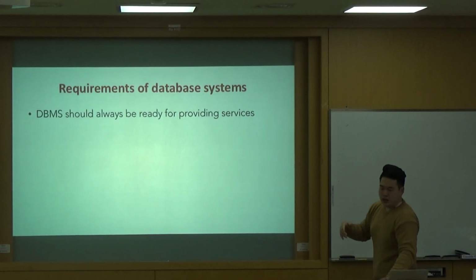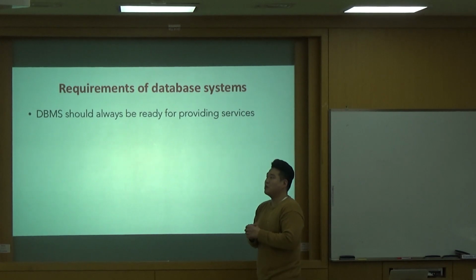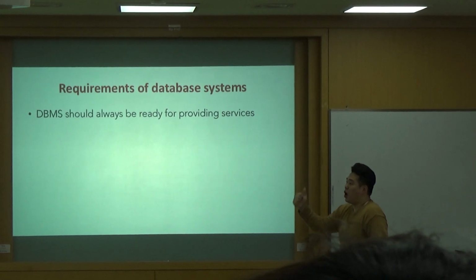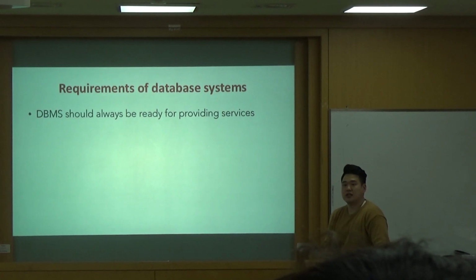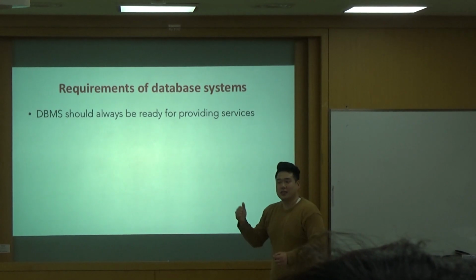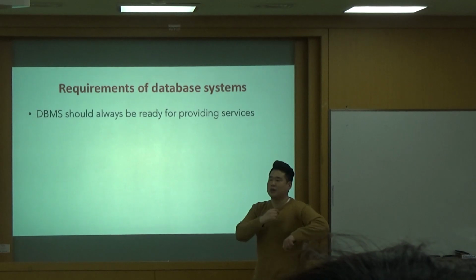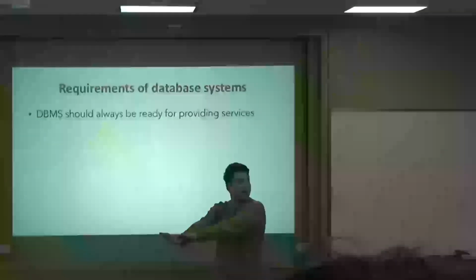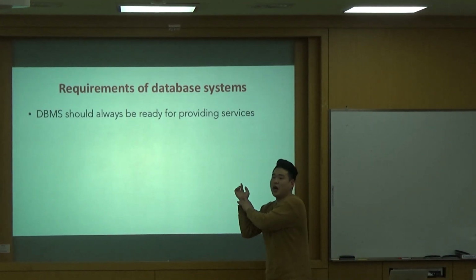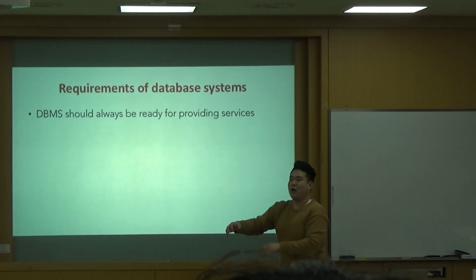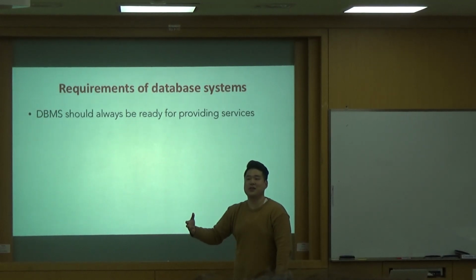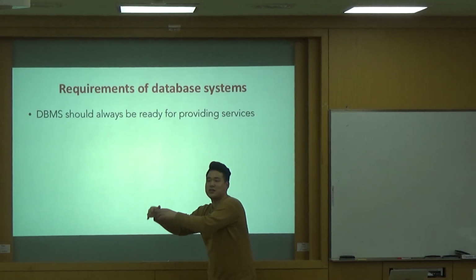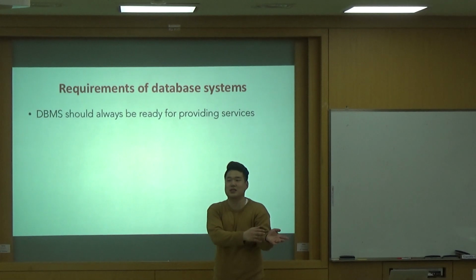So here are a short list of requirements of database systems. One of the critical things is that this DBMS should always be ready for providing services. What I mean by services here is that whenever a user requests something, it should process it and respond to them. I'll call this a service. So this DBMS should be always ready. That means our computer should never stop, right? It keeps running, and whenever there is a request, it should deal with that request.